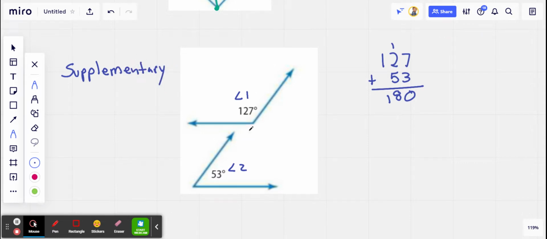All right. And then let's see what else we can find out. If we add these and they are 180 degrees, that means this will be angle 1, right? This is 127 degrees. It's close enough. And then we have 53, so that means that this right here is 53 degrees. So what kind of angles are these? Are these going to be considered adjacent angles or vertical angles?